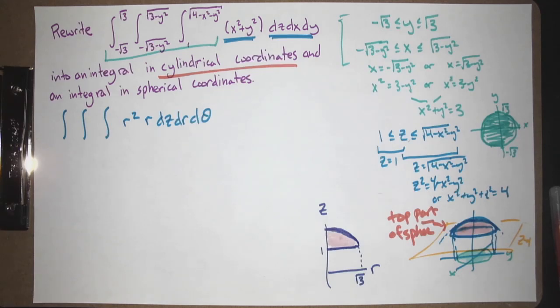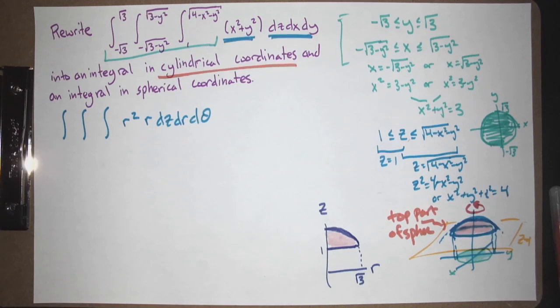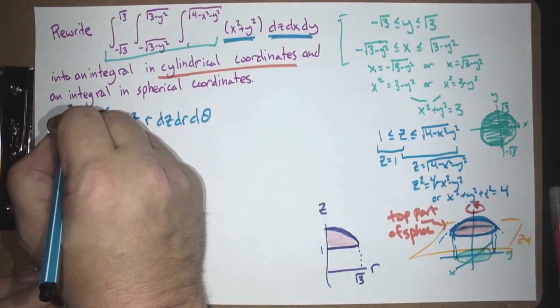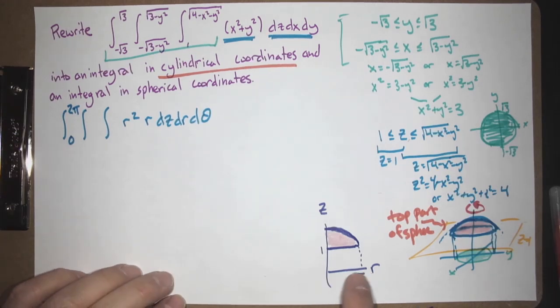Can we say anything about theta? 0 to 2 pi. Why do we know it's 0 to 2 pi? Yeah, you have that full symmetry. When you go all the way around, you can spin, and it's always the same. That means you've got the full revolution, 0 to 2 pi. What about r? Where does r go from? 0 to root 3.